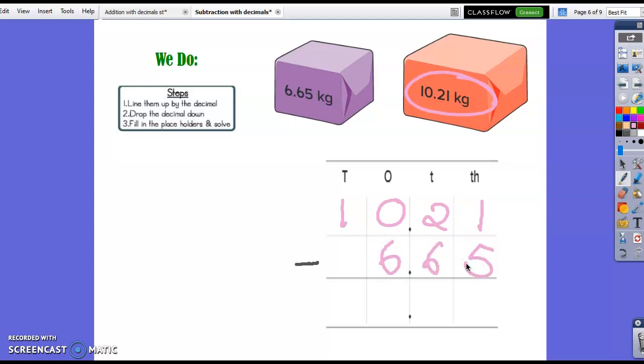Now, get this written inside of your journal and go ahead and solve, and then we'll check back in to make sure you did your work correctly. So pause the video here.